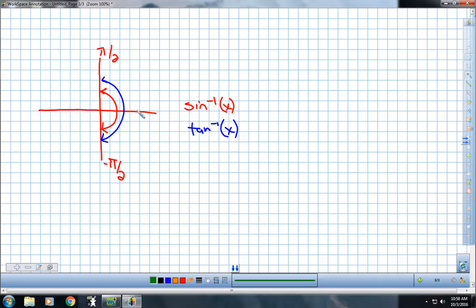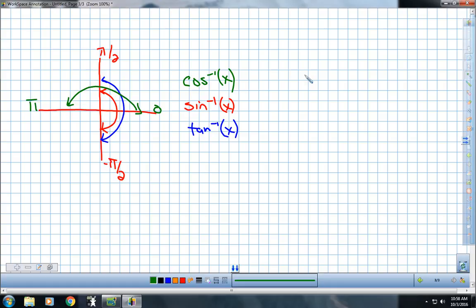The cosine, the inverse cosine, goes from 0 to pi. Should I write those out over here? That may be advantageous. Okay, so we have that on the other page. The way I remember this is I just think of inverse functions as defined from negative pi over 2 to pi over 2. The cosine is the one that's out there by itself. It goes from 0 to pi. The other two go from negative pi over 2 to pi over 2.